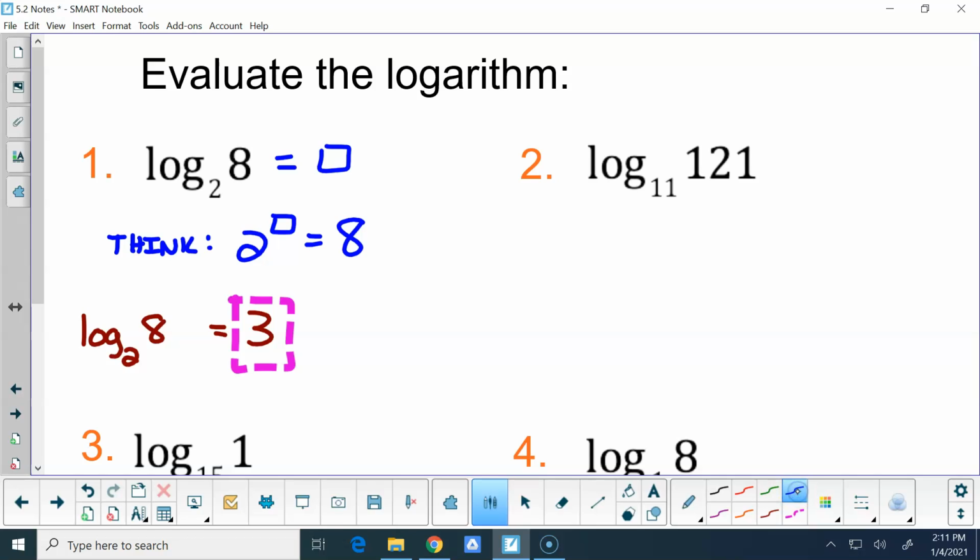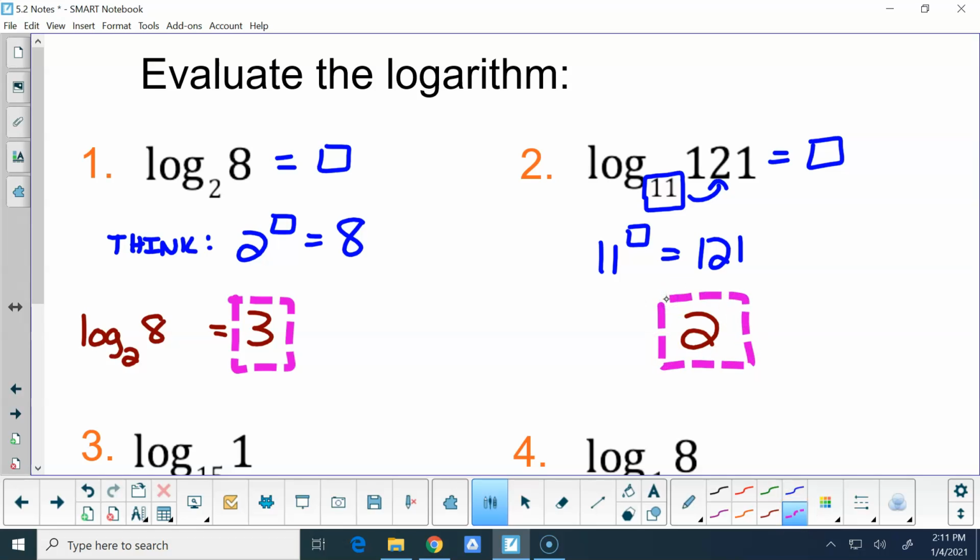Again, here in number 2, what exponent do I have to put onto 11 to get 121? Okay? So if I put this equal to a box, then that would be 11 to the box equals 121. 11 times 11 is 121. So this would be equal to 2. Or if I evaluated it, it would be 2. Okay?